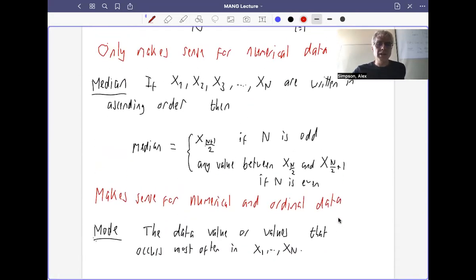And for the mode, we simply need to talk about the most common value, and that we can always ask what the most common value is, whatever kind of data we've got. So it makes sense for numerical, ordinal and categorical data.